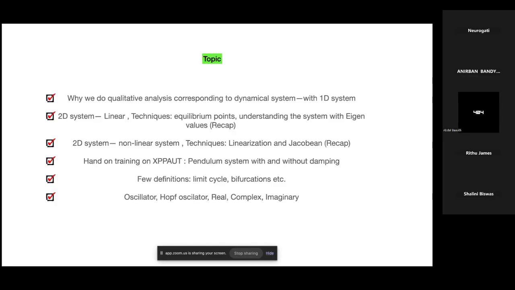Then I will give you a little bit of introduction on bifurcations and limit cycles. Then I will talk about oscillators and what Hopf oscillators are and different kinds of couplings. So in our lab, we mostly work on this kind of Hopf oscillators. So before going to Hopf oscillators, I think it's needed to understand dynamical systems from very basic 1D systems first, and then we can go on and understand the oscillator system.